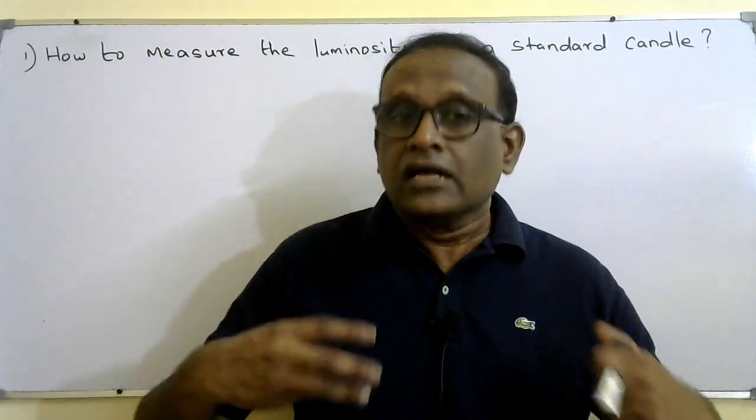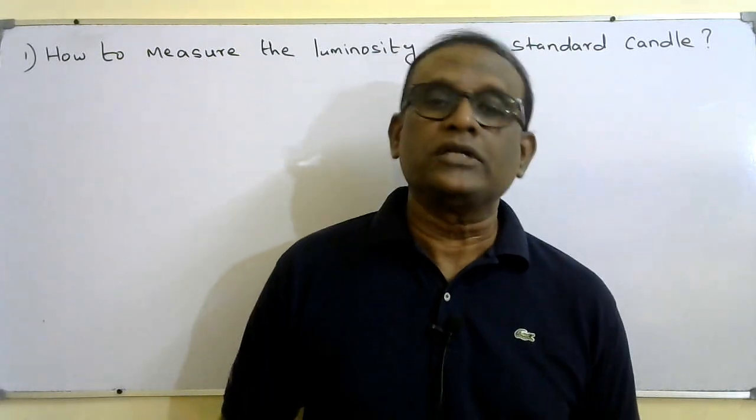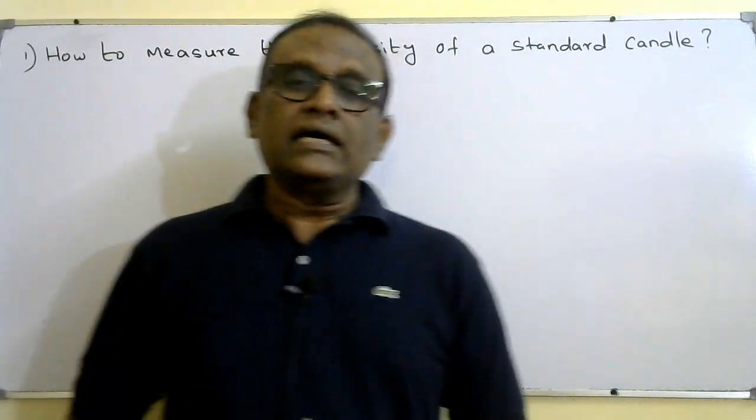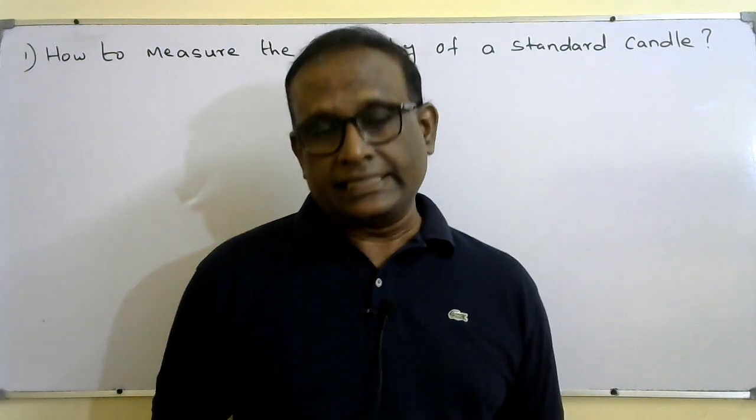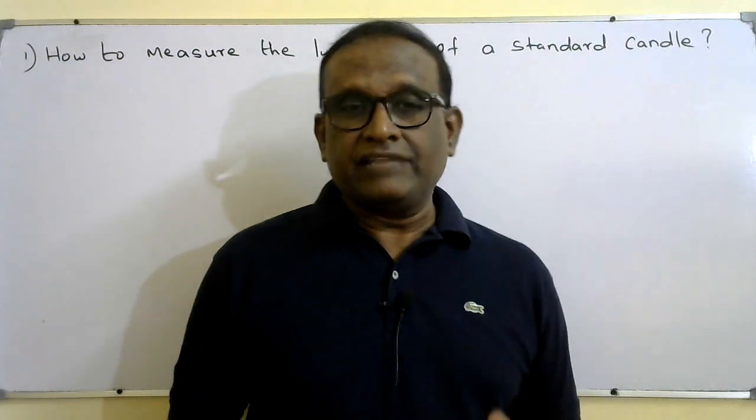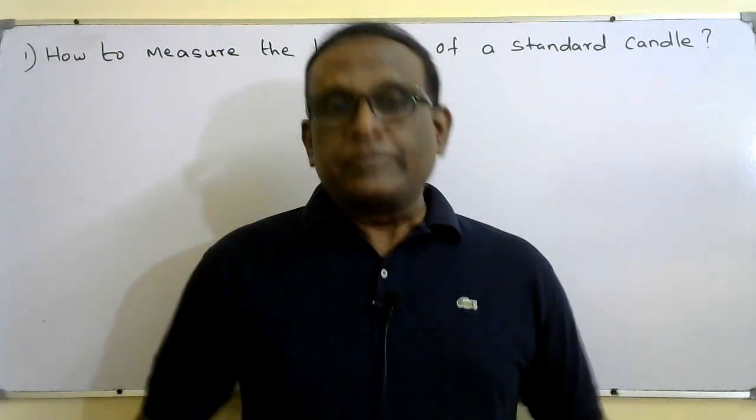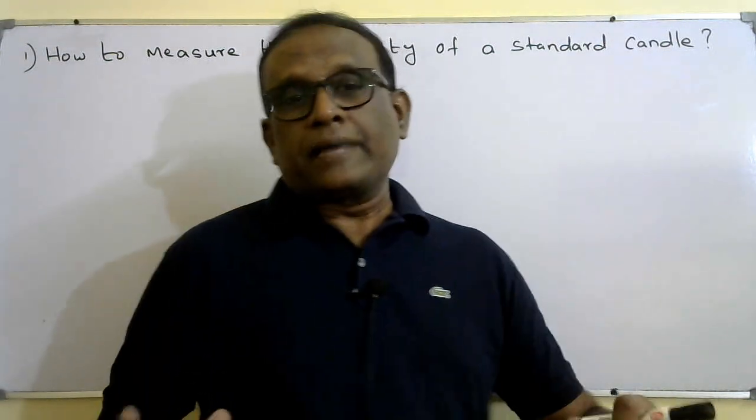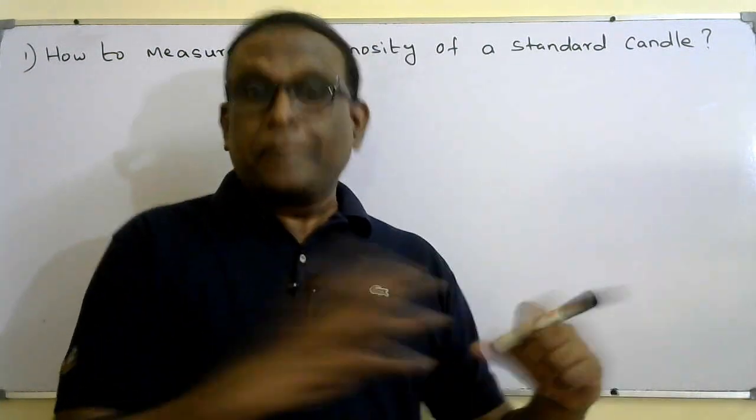How to measure the luminosity of that standard candle, you must know. Normally, certain astronomical objects could be used as standard candles. The well-known standard candle is the Cepheid variable. A Cepheid variable is a variable star. It periodically expands and contracts. Due to its expansion and contraction, its luminosity varies periodically.